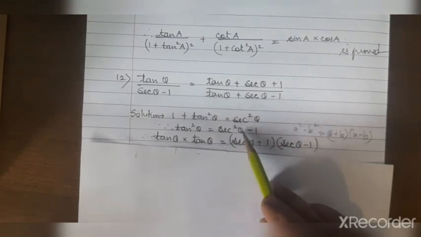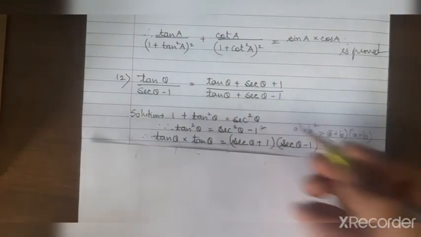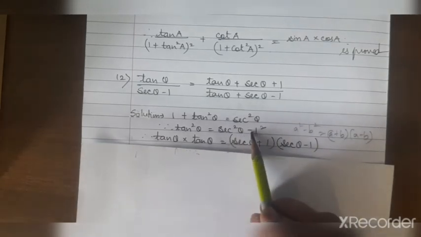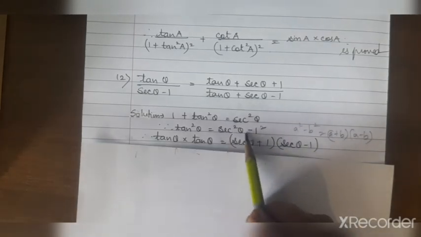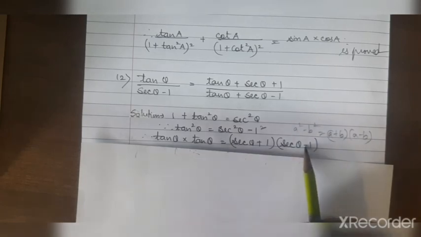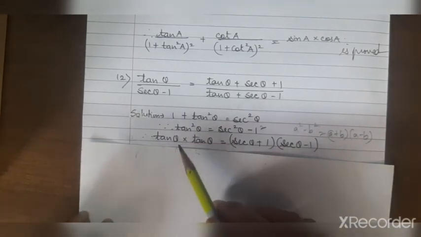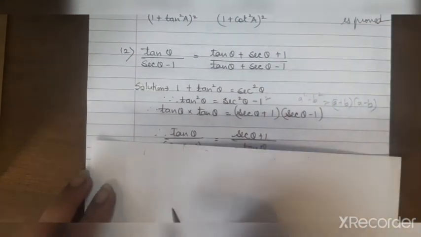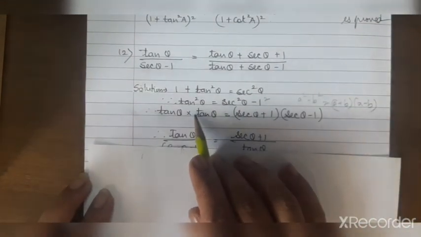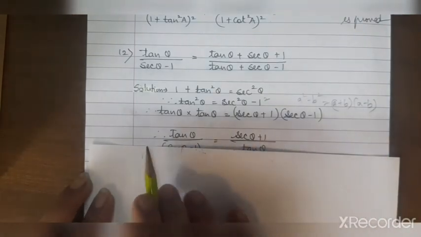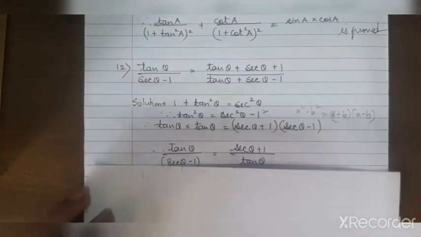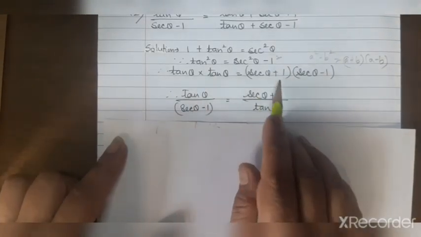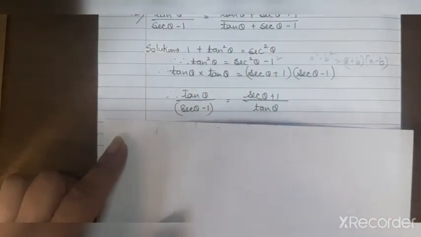This is sec square theta. Now 1 means 1 square only, it is one and the same. So this is a square minus b square, and therefore we have split it as a plus b, a minus b. And this tan square we have split as tan theta into tan theta. Now what we do is we shift this one tan theta here and this sec theta minus 1 here. So tan theta upon sec theta minus 1 is equal to sec theta plus 1 upon tan theta.